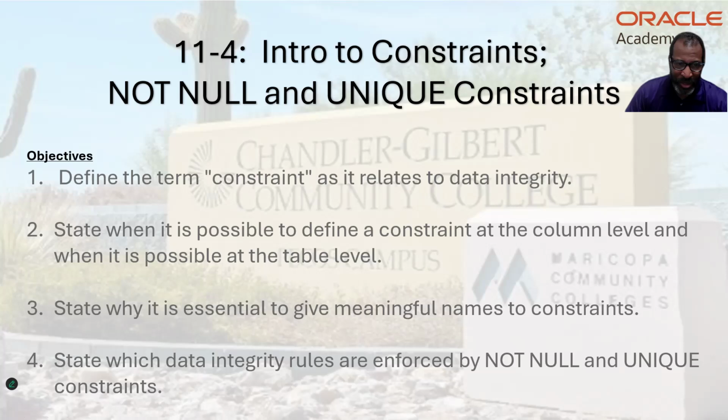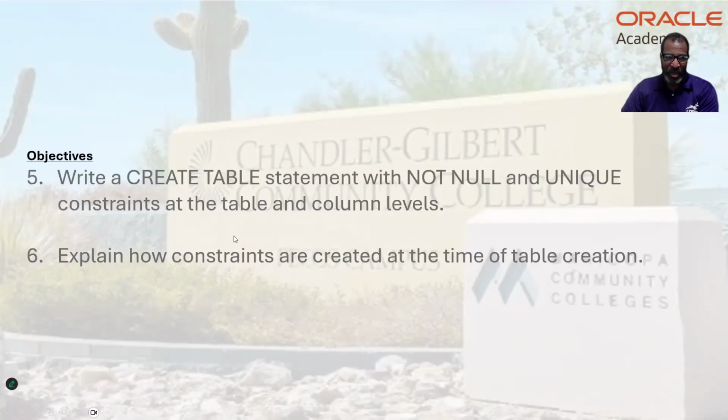So we're going to learn when it's possible to define a constraint at the column level and when it's possible to define it at the table level. Basically, why do we need meaningful constraints? Remember, this is all data integrity. Then say which data integrity rules are enforced by not null and unique constraints. Then write a create table statement with not null and unique constraints. And explain how constraints are created at the time of table creation. We talked about creating a table, but there are specific constraints you need to be aware of even when you're creating the table.